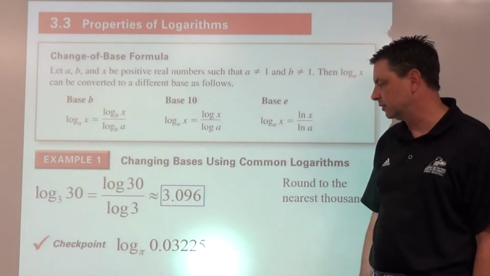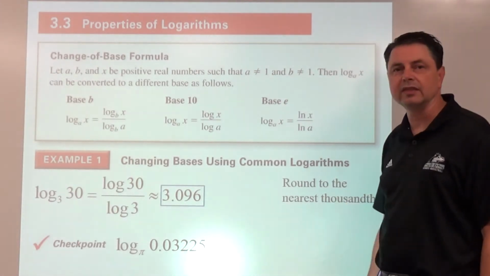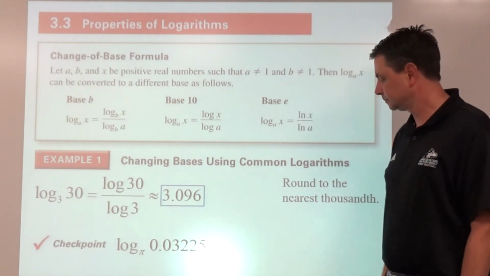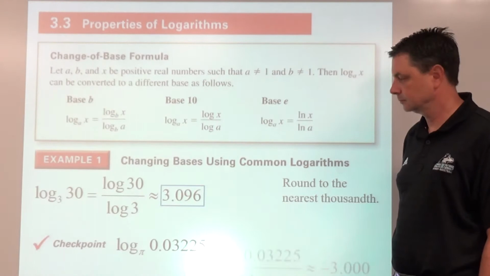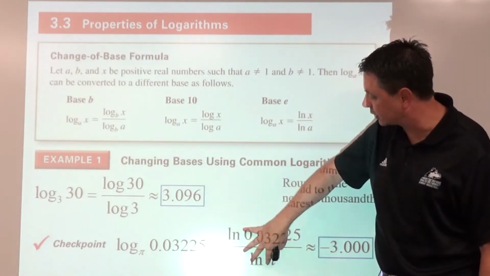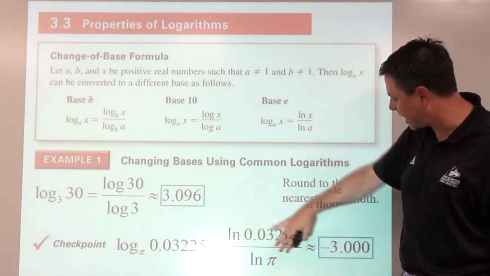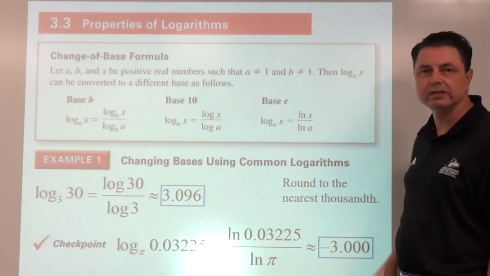Go ahead and pause the video here while you consider the checkpoint and see if you can evaluate log base pi of 0.03225, rounded to the nearest thousandth. We could do it with the common logs here. It's shown with the natural logs. It wouldn't matter. You'll get the same answer, negative 3.000.